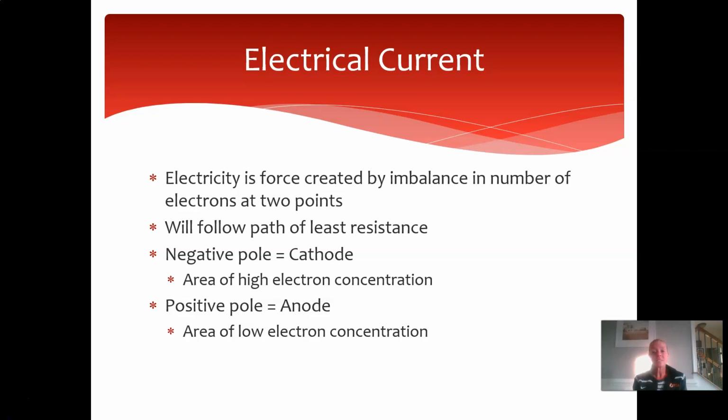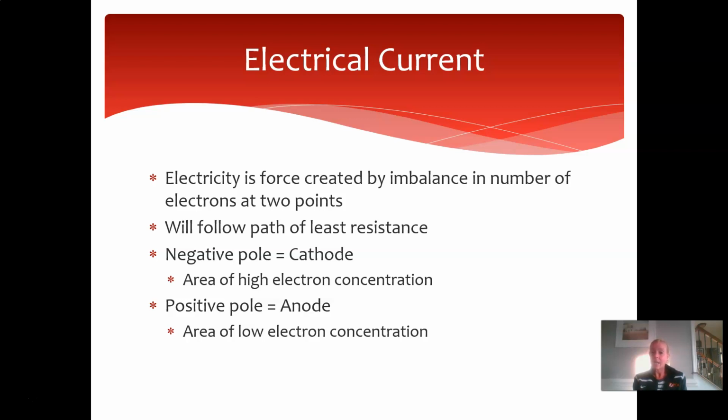So this one is going to give a lot of background about electricity in general and how we're going to use electrical current in a therapeutic way. So electrical current is a force created by an imbalance in a number of electrons at 2 different points. Electricity is always going to follow the path of least resistance. The negative pole is a buildup of high electron concentration.